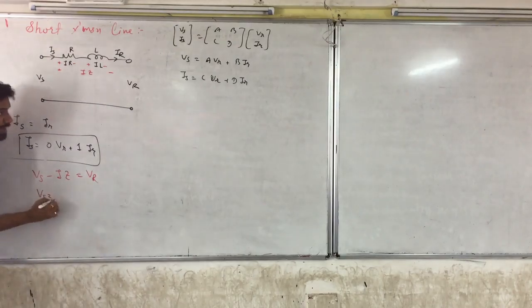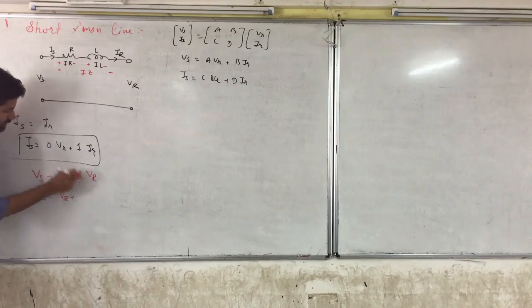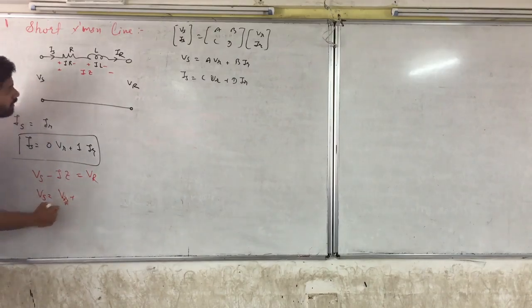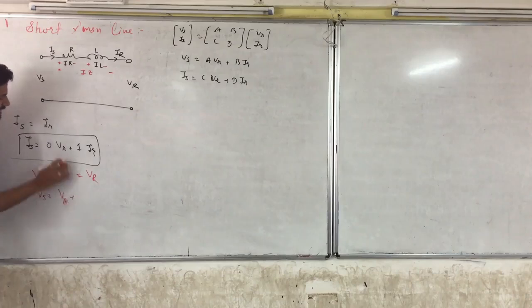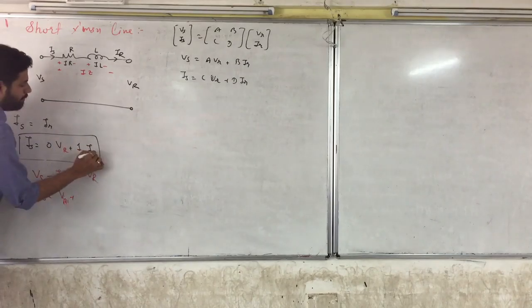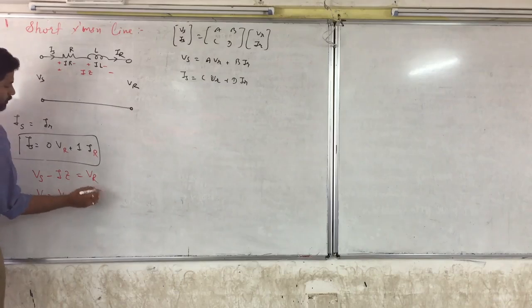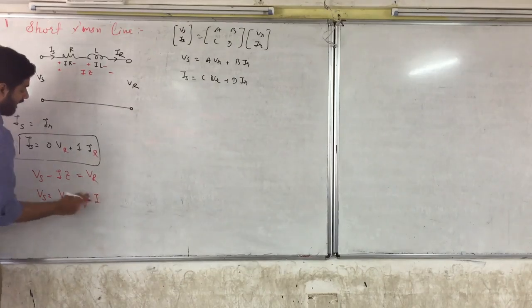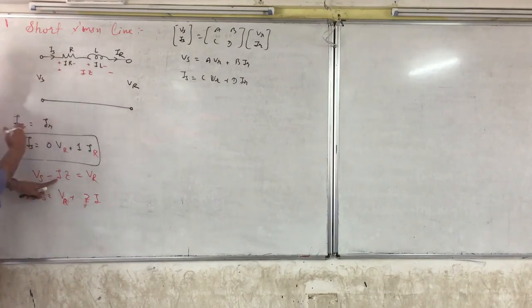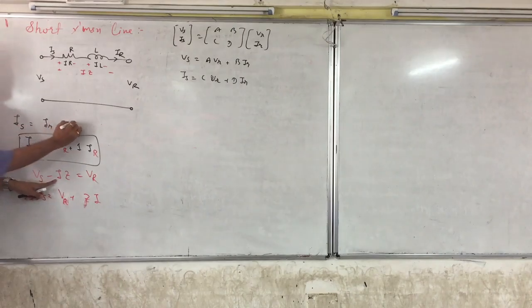So we have got Vs. I want to formulate Vs over here. So Vs is equal to Vr plus, it is capital R over here, capital R, so Vr plus Z into I, where I is equal to Is is equal to IR.